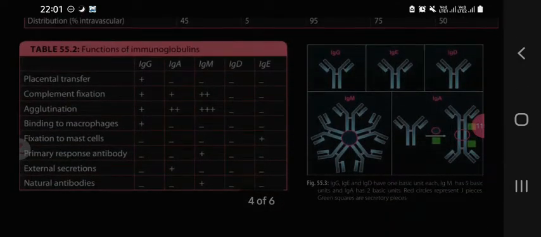Functions of immunoglobulins. Placental transfer: as you know, IgG can cross the placenta. Complement fixation: IgG, IgA and IgM have most of the complement fixation function. Agglutination: IgM, IgA and IgG. Binding to macrophage: IgG. Fixation to mast cell: IgE. Primary response antibody: IgM. External secretions: IgA. Natural antibodies: IgM.